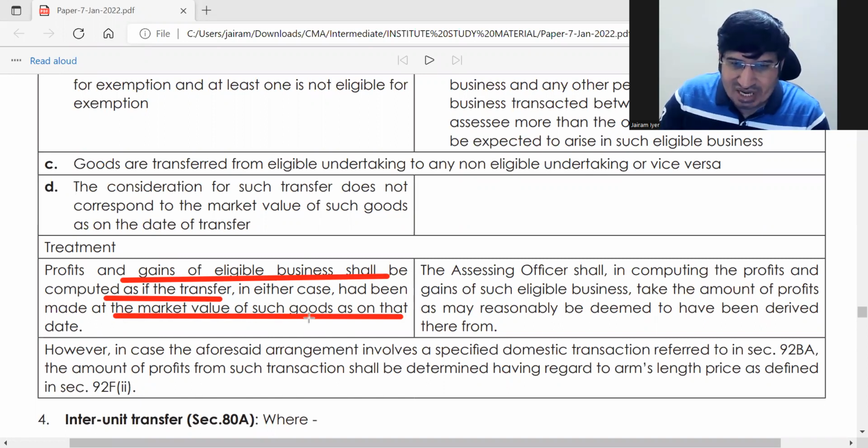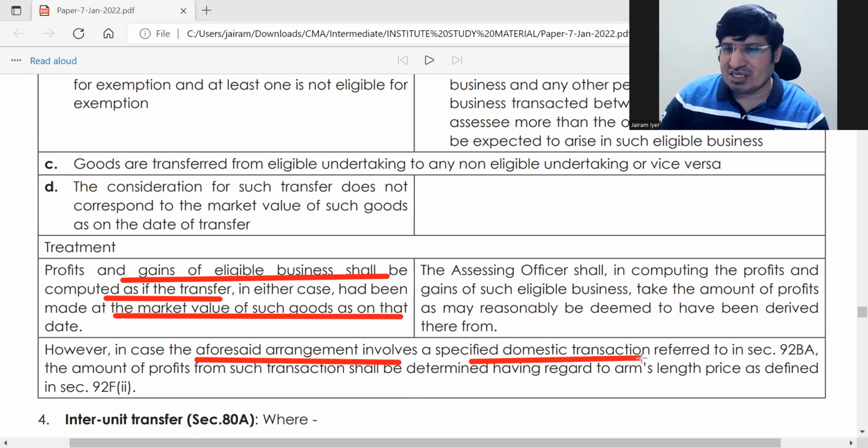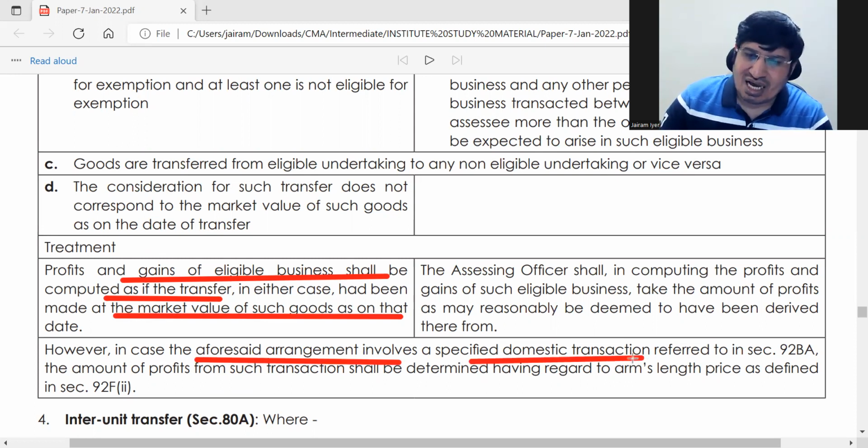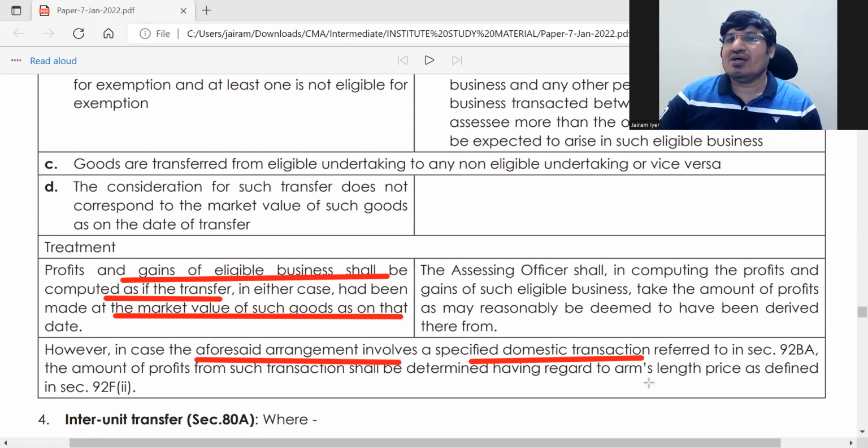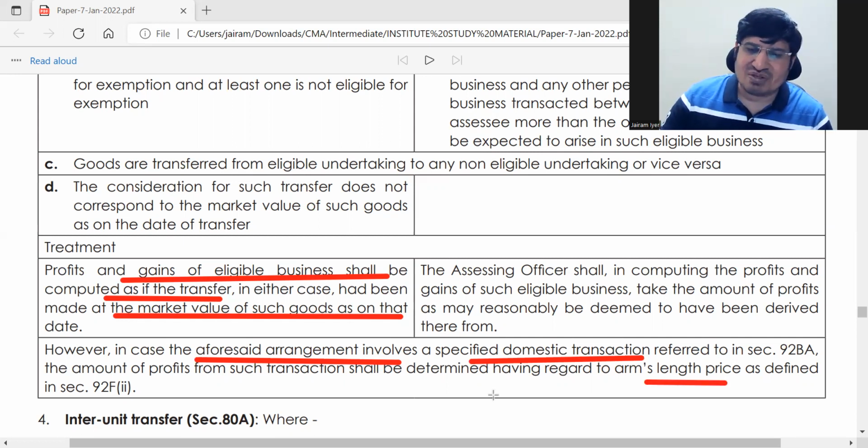ठीक है, okay. लास्ट थिंग इज ये लास्ट पॉइंट बोल रहा है, the aforesaid arrangement involves a specified domestic transaction. ठीक है, so these are called arm's length transactions. Whenever you have got two related units, it's a little difficult to find out the real cost of any transaction between the two because both are related units, correct? So for that, what is done is you see a similar transaction between two independent units, and you take that value. That is called the arm's length price. That's all. ठीक है, बस उतना इतना आप समझो तो बहुत है आपके लिए.